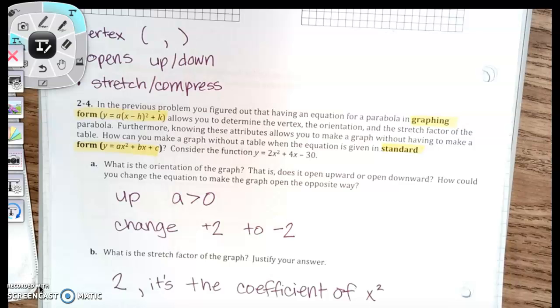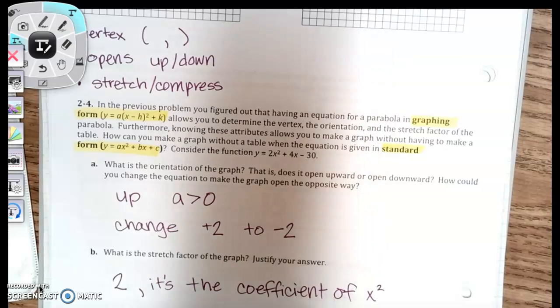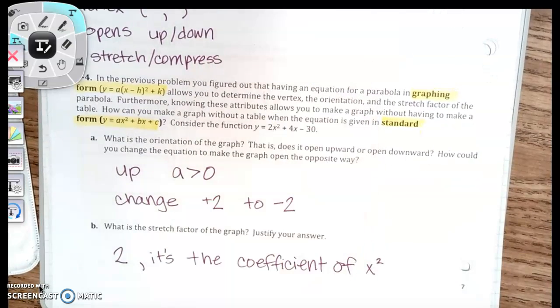What could you do to make it open the opposite way? You simply change that 2 to negative 2. You would slip a negative sign in there to make it open downward, okay? So part B says, what is the stretch factor of that graph? And justify your answer. So the stretch factor is 2. Why? Because it's the coefficient of the x squared. And that's all you have to say about it. All right? Any questions on that? No? Anybody still writing? No?